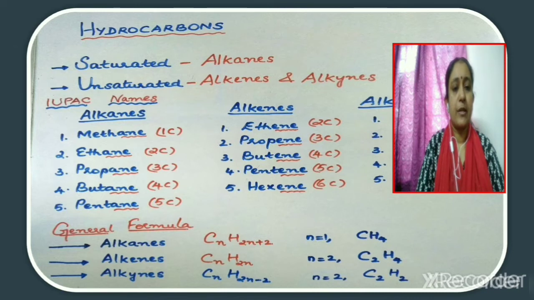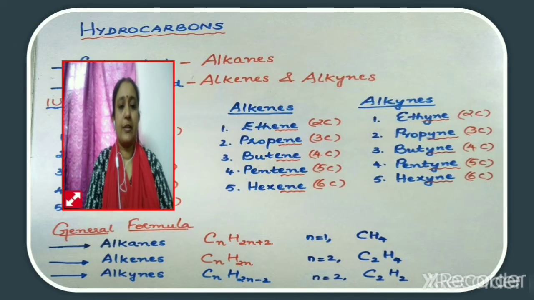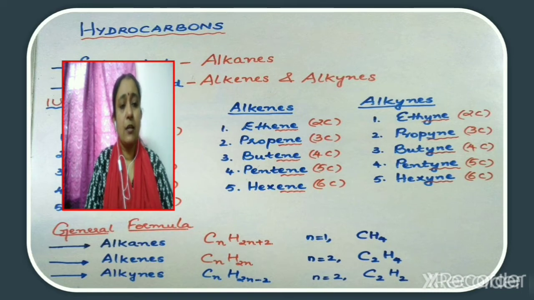The first member among alkanes is methane. The second member is ethane. Then we have propane, butane, pentane and so on. Whereas in alkenes, the first member is ethene. Then we have propene, butene, pentene, hexene and so on. In the case of alkynes, the different members are ethyne, propyne, butyne, pentyne, hexyne and so on.